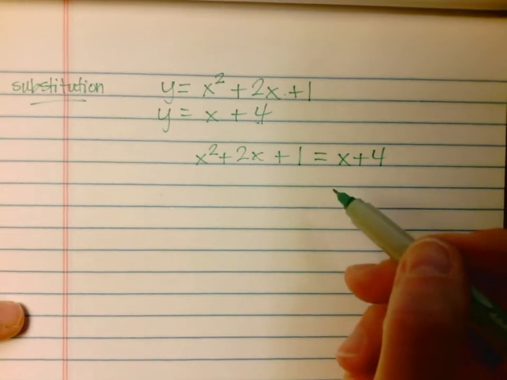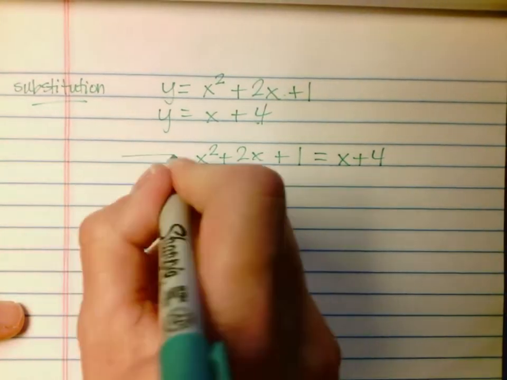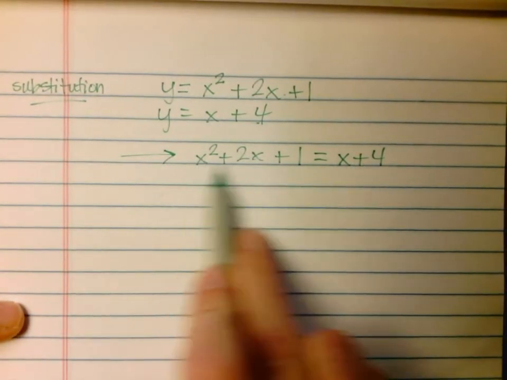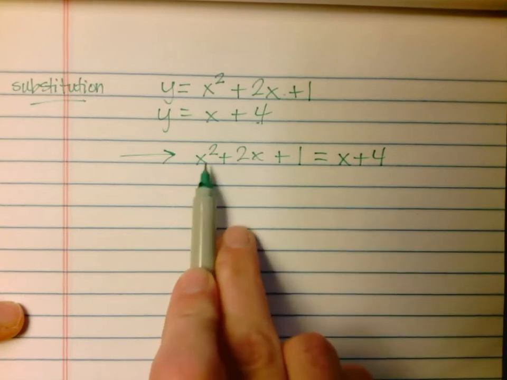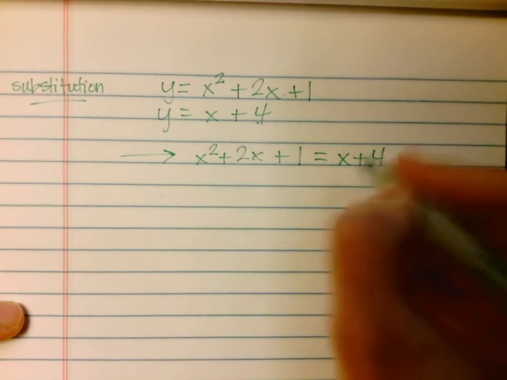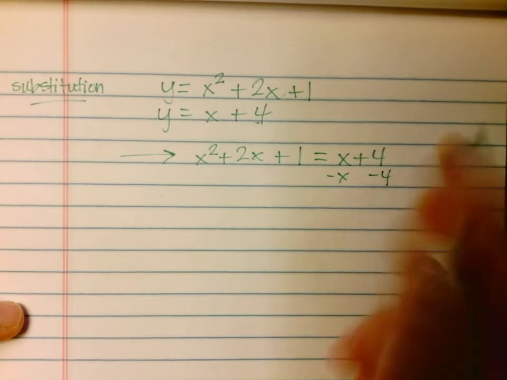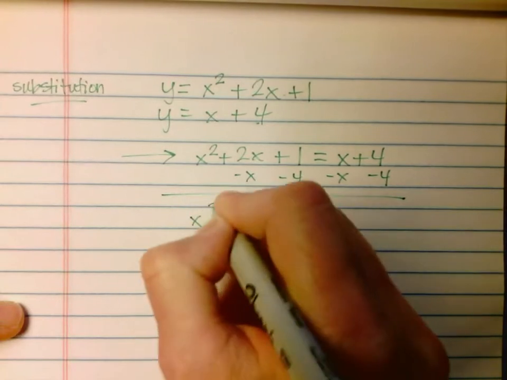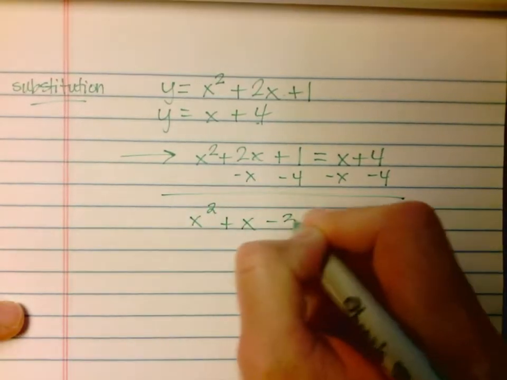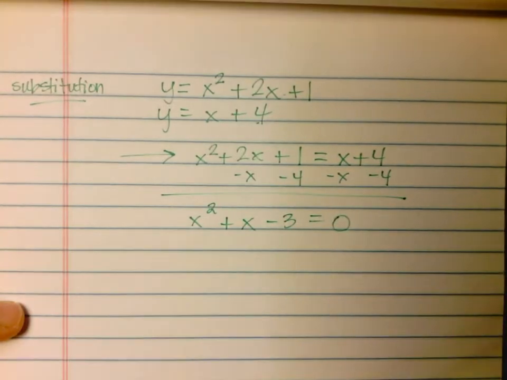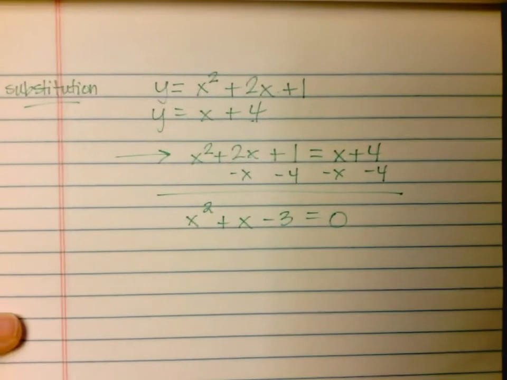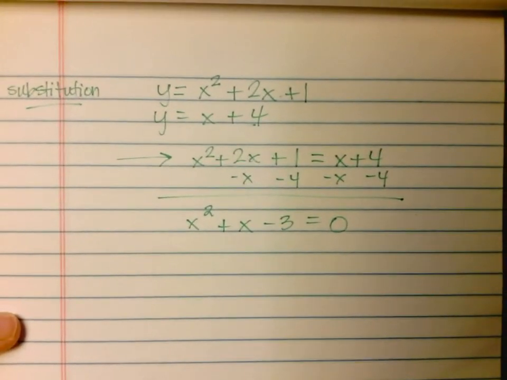Now, solving with substitution, I've just created a single equation in one variable. So now I'm going to solve this equation. I notice that it's quadratic. So I'm going to subtract x and 4 from both sides of the equation, because in order to solve a quadratic equation, we need one side equal to 0. And now that we have one side set equal to 0, I can solve using any of my quadratic skills.